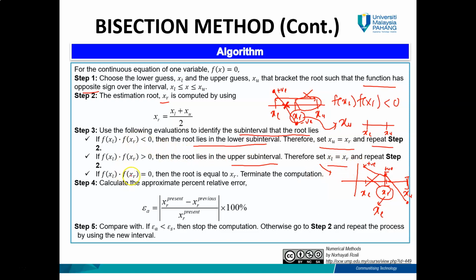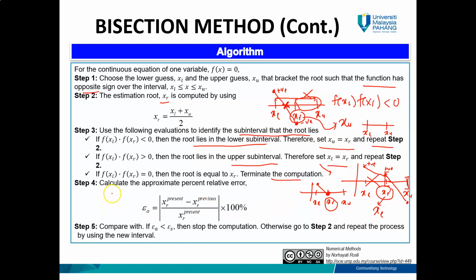But if f(xl) f(xr) is equal to 0, here this is xl, this is xr, this is xu. When the multiplication is equal to 0, the curve should intersect the x-axis. So when you plot it like this, it means that it already intersects the x-axis. We say that this xr is our actual root, so we can terminate the computation.